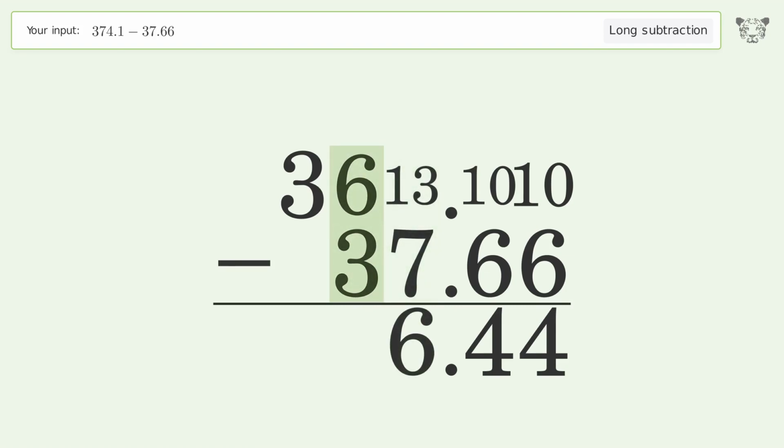6 minus 3 equals 3. Write 3 in the hundreds place. And so the final result is 336.44.